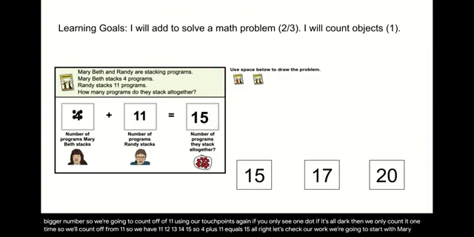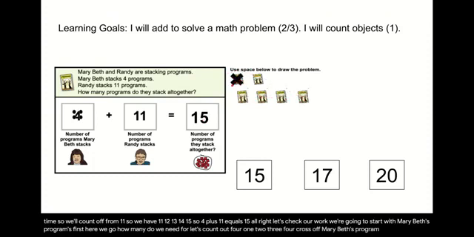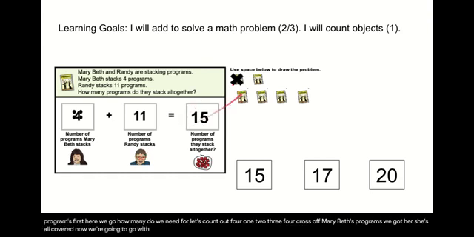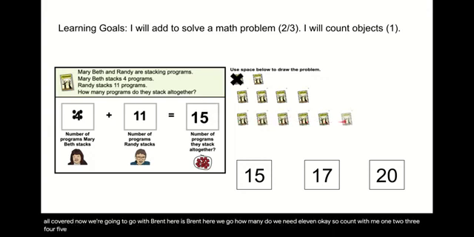We're going to start with Mary Beth's programs first. Here we go. How many do we need? 4. Let's count out 4. 1, 2, 3, 4. Cross off Mary Beth's programs. We got her. She's all covered. Now we're going to go with Brent. Here's Brent. Here we go. How many do we need? 11. Okay, so count with me. 1, 2, 3, 4, 5, 6, 7, 8, 9, 10, 11. We cross off Brett's programs.